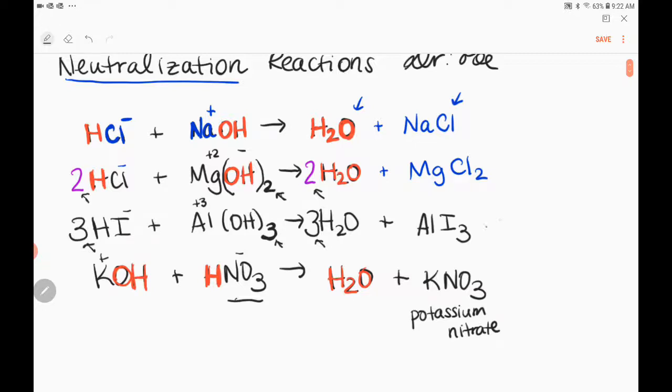And we would name this one, in case we wanted to, aluminum iodide, and magnesium chloride and sodium chloride, just in case you want to practice naming. Okay, I hope that helps, and thank you for your attention.